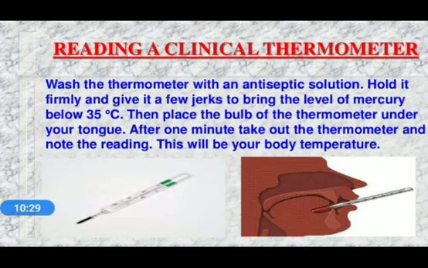Now, the next part is how we can take a reading from a clinical thermometer. Wash the thermometer with an antiseptic solution. Hold it firmly and give it a few jerks to bring the level of mercury below 35 degrees Celsius. Then place the bulb of the thermometer under your tongue. After 1 minute, take out the thermometer and note the reading.